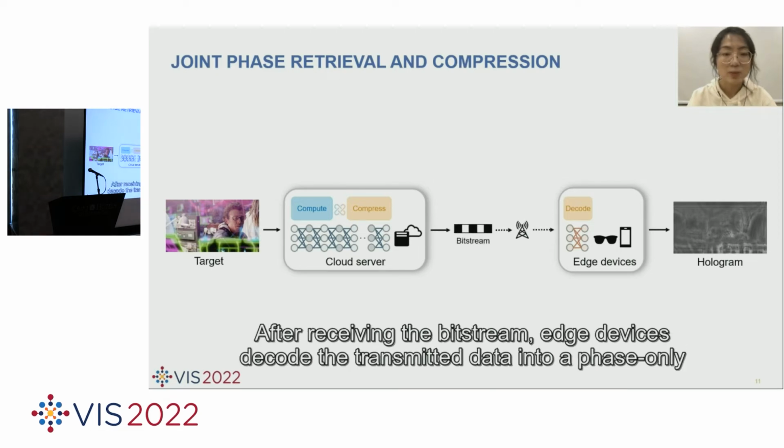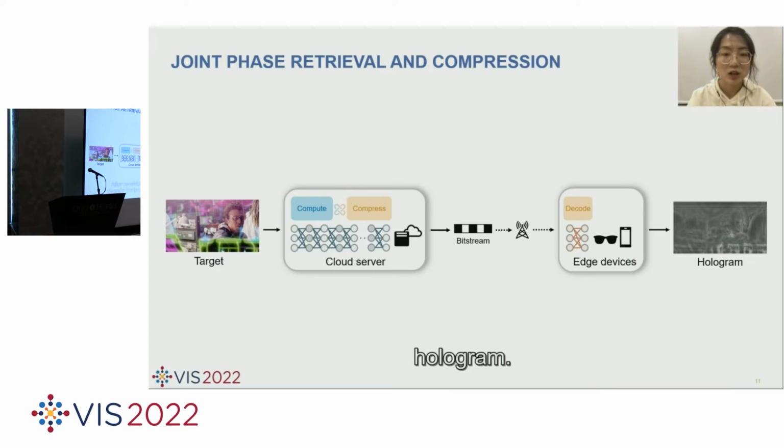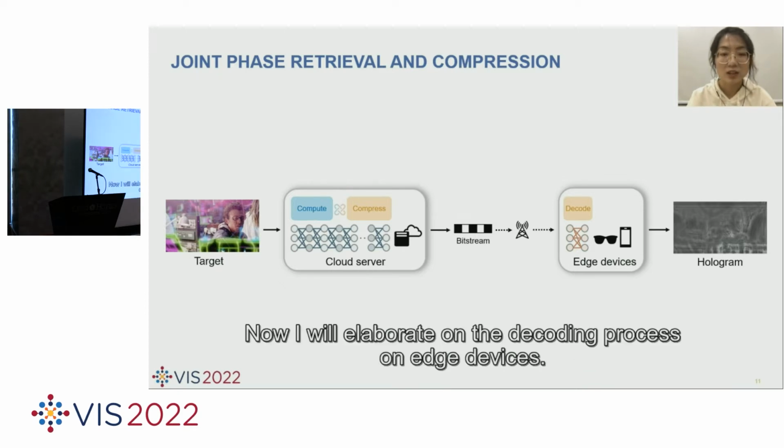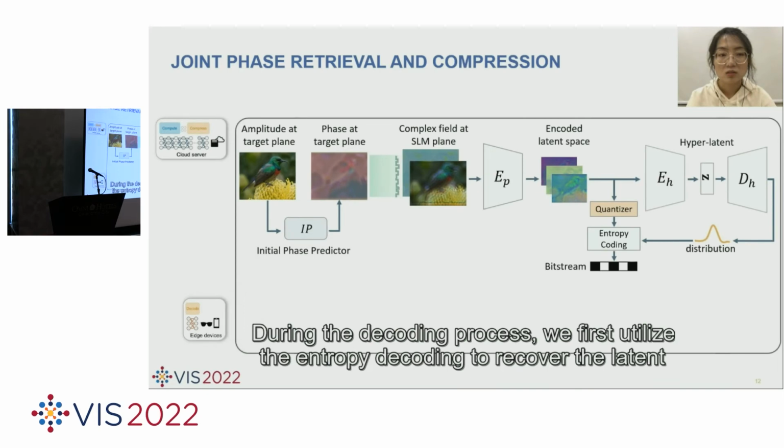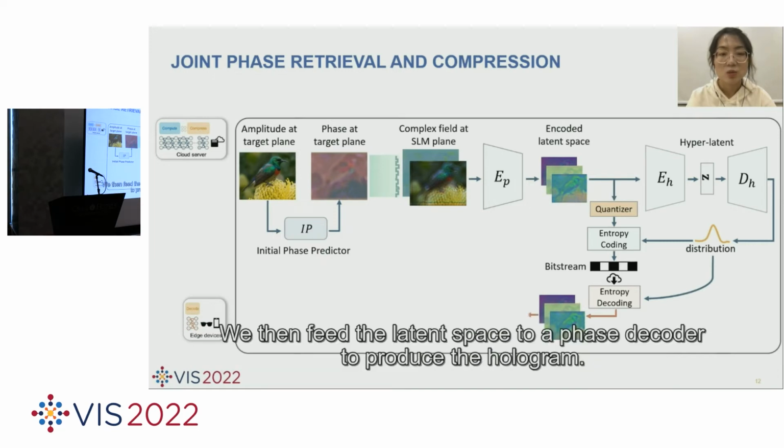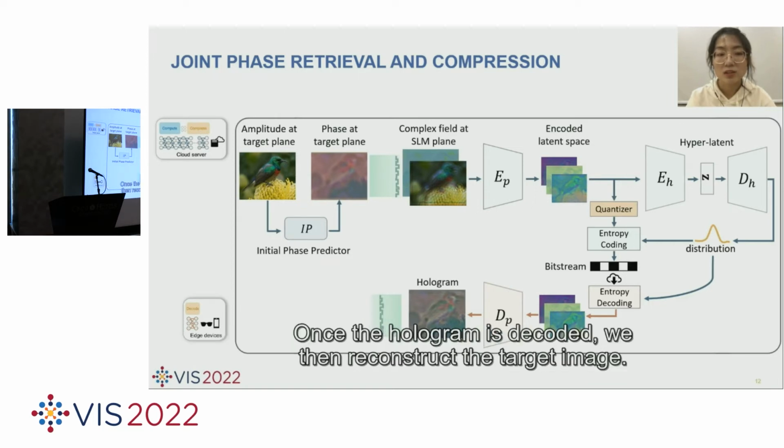After receiving the bit stream, edge devices decode the transmitted data into a phase-only hologram. Now I will elaborate on the decoding process on edge devices. During the decoding process, we first utilize entropy decoding to recover the latent space. We then feed the latent space to a phase decoder to produce the hologram. Once the hologram is decoded, we can reconstruct the target image.